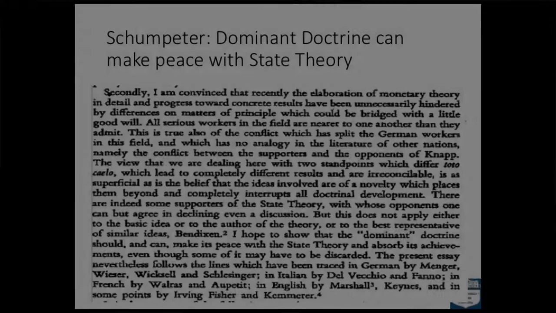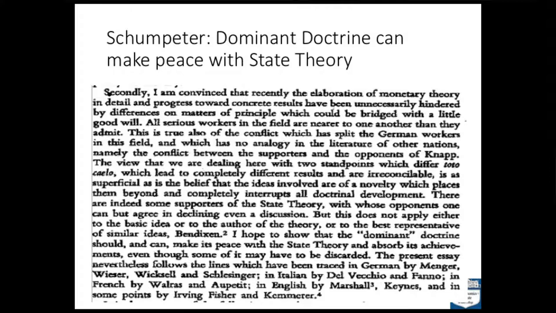Schumpeter, again. You remember the state money thing? There's a big deal that Knapp discovers this state money thing. And Schumpeter and Knapp were contemporaries. Schumpeter thought Knapp was an idiot. Why? Because he didn't understand that money was a social convention. Knapp thought it was a legal convention. So the two of them did not get along. They argued with each other.